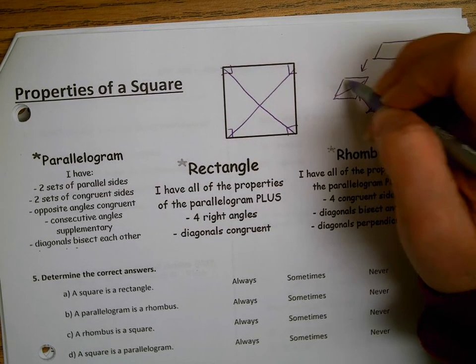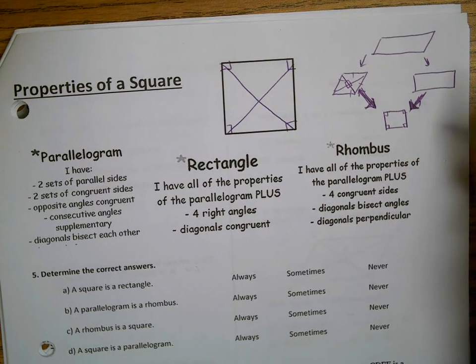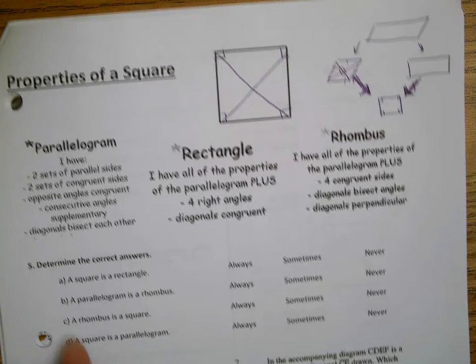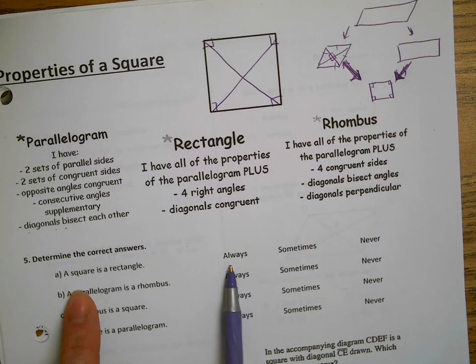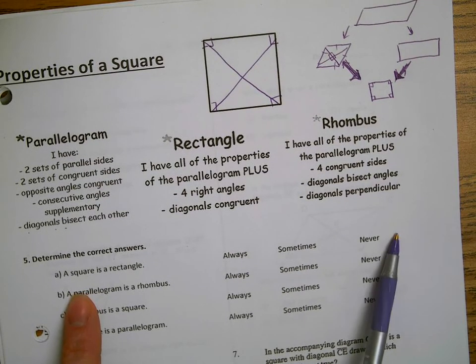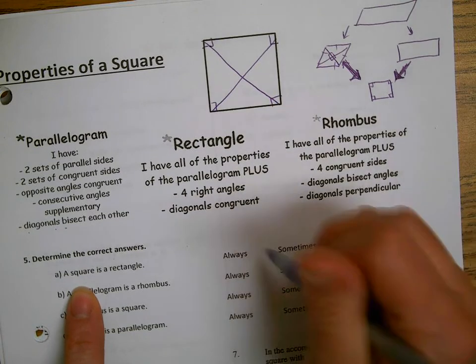Parallelogram, rhombus, rectangle share all their rules about the square. So correct answers here. A square is a rectangle. Is that always true, sometimes true, or never true? A square is always a rectangle. It's its offspring. So that's always true.